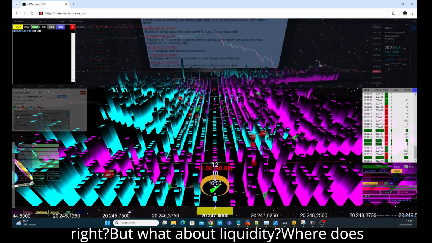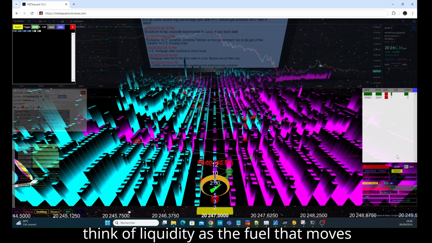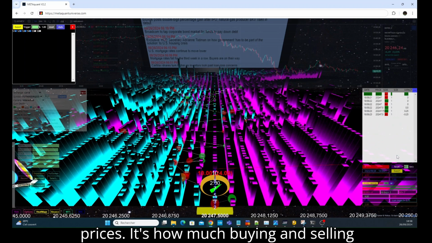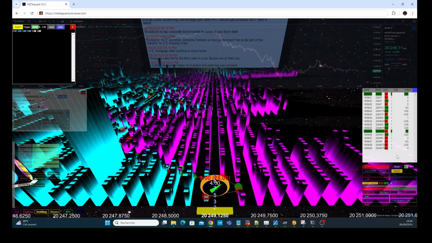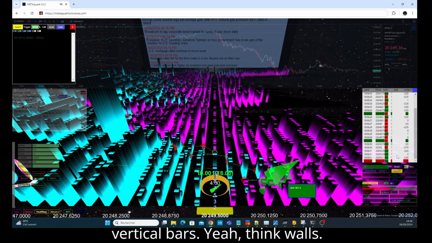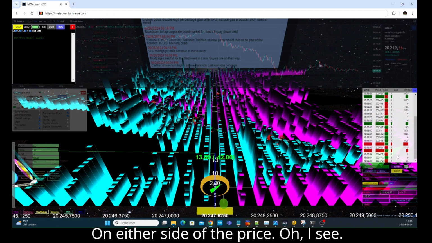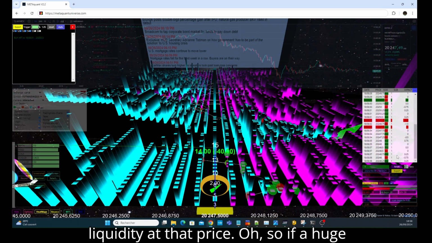But what about liquidity? Where does that fit into all this? Good question. So think of liquidity as the fuel that moves prices. It's how much buying and selling interest there is at a given price. In MetaQuant, it's represented by vertical bars, think walls, on either side of the price. Oh, I see. So a tall wall means there's a lot of liquidity at that price.